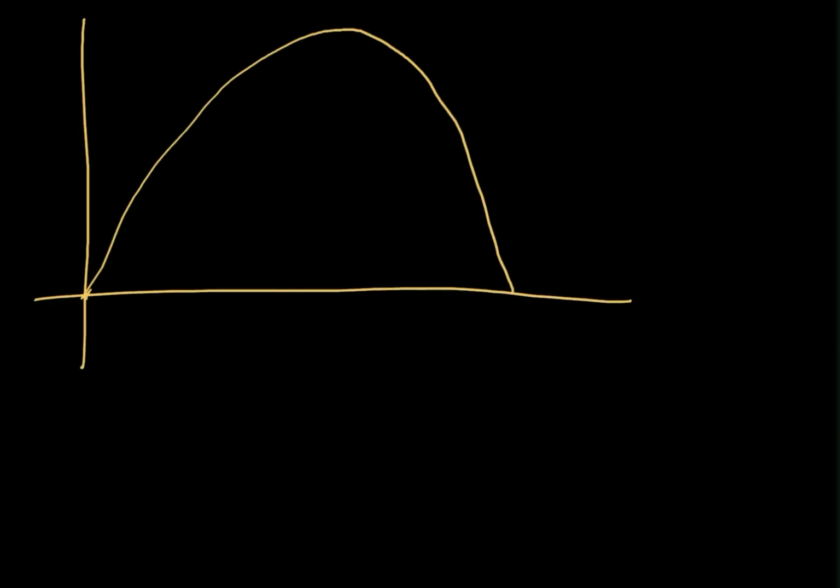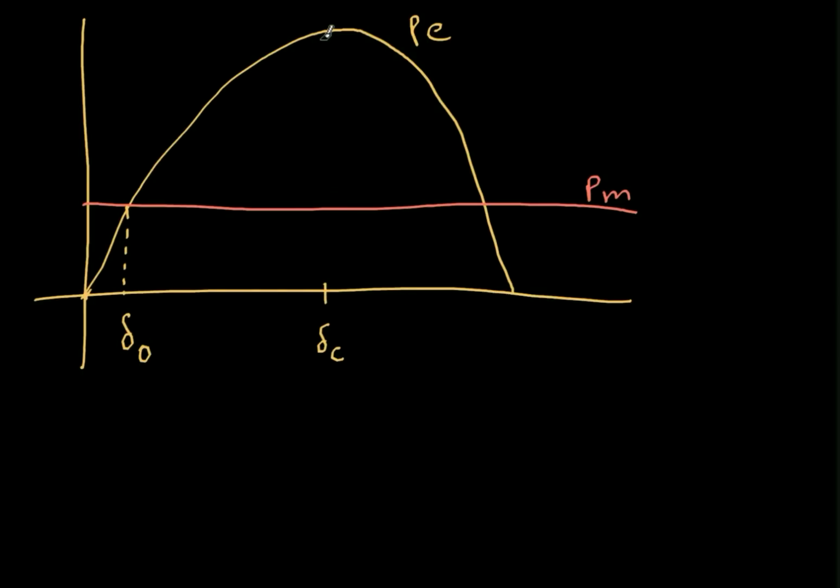So the problem is, this is PM and this is PE, and currently I'm operating at delta naught at time t equal to 0, and then there is a fault, and then the fault is cleared somewhere here at delta C. So this is the critical clearing angle. As you know, this is the angle delta in pi. So up to here it is pi.